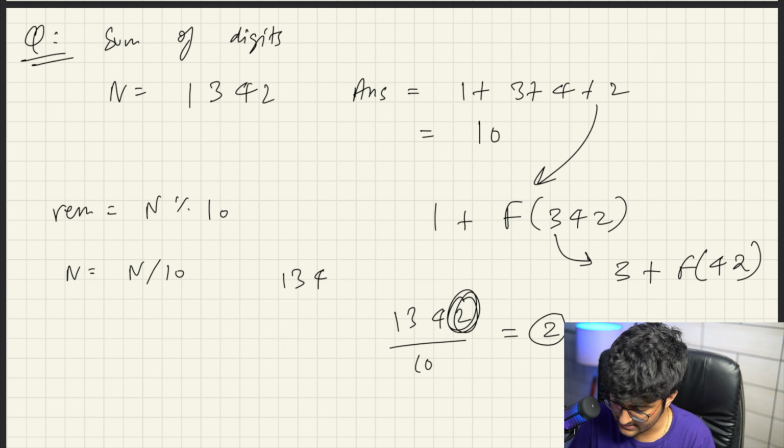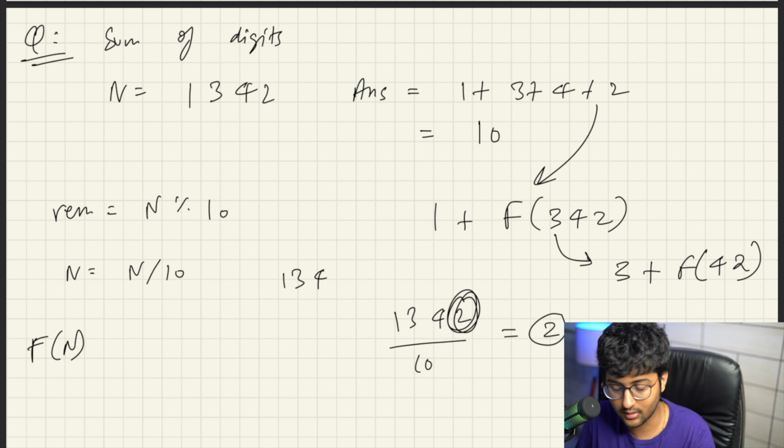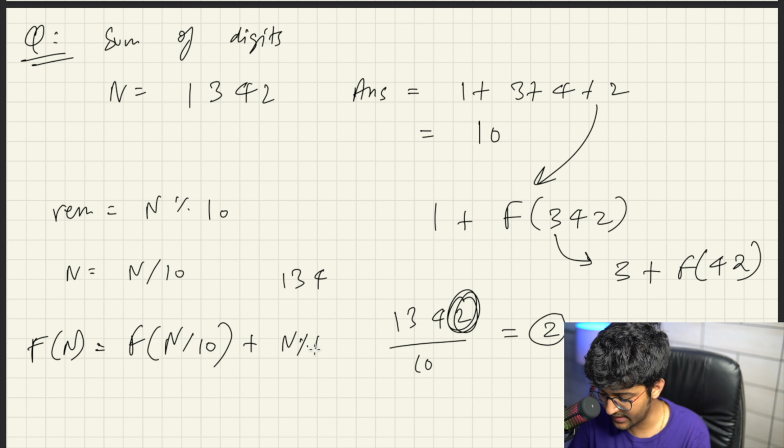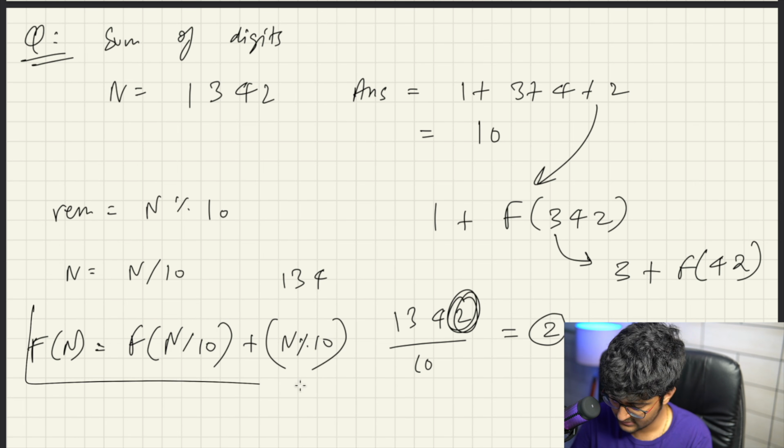So I can say that f of n, the sum of all the digits in n, is going to be equal to f of n divided by 10, the sum of all the digits in n divided by 10, plus the last digit, which is n modulo 10. That's it.